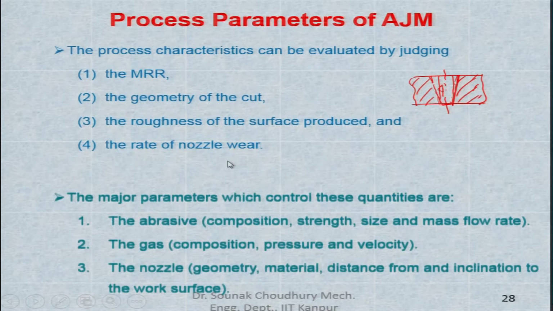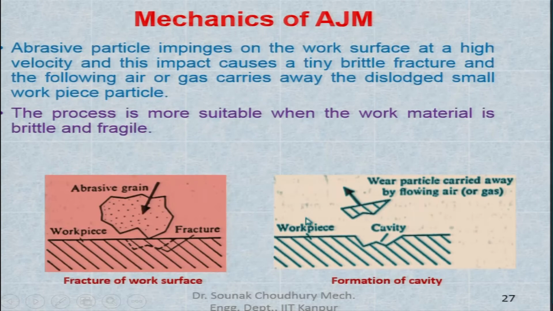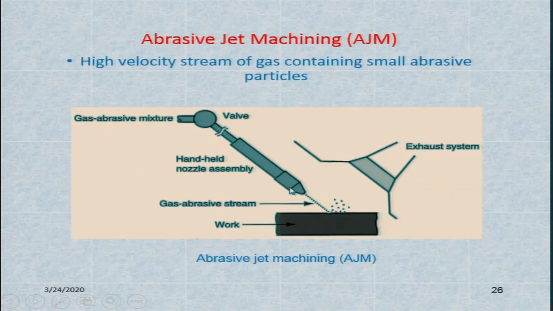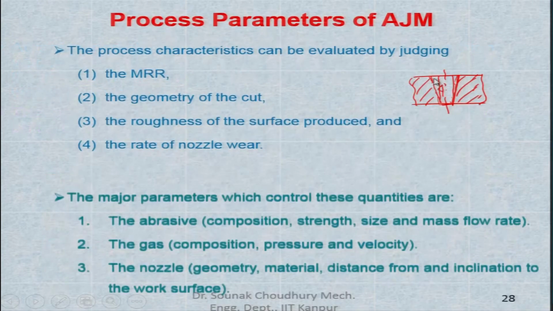The rate of nozzle wear: I already said that the nozzle has to be replaced often, because the abrasive particles go through. So, the less the nozzle wear, the better the process characteristics, and the process life is more. The major parameters which control these quantities are the abrasive: its composition, strength, size, and mass flow rate.